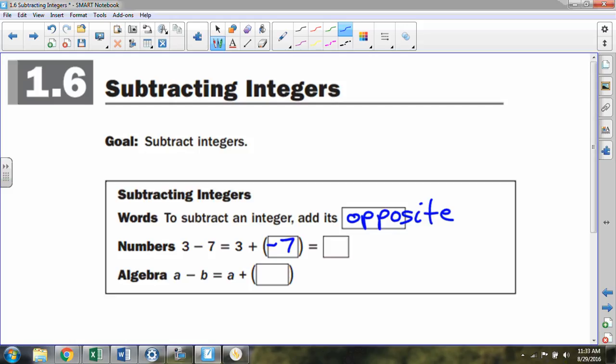And at this point, we've got some skill with addition of integers. So what's 3 plus negative 7? That's negative 4. In terms of algebraic notation with variables, A subtract B is equivalent with A plus the opposite of B. Please remember that when we have a negative sign in front of a variable, we don't read it as negative B. It's read opposite of B.